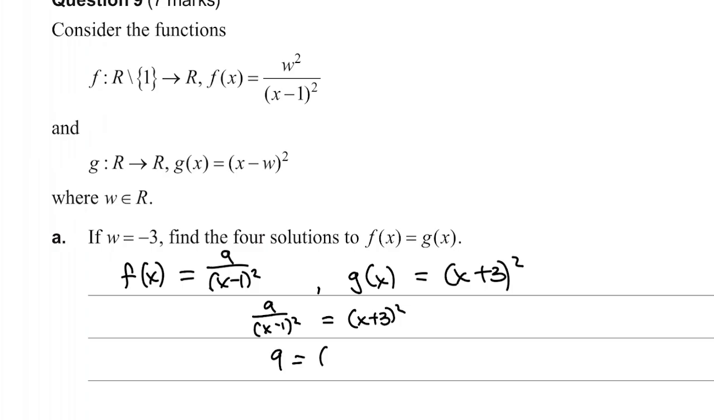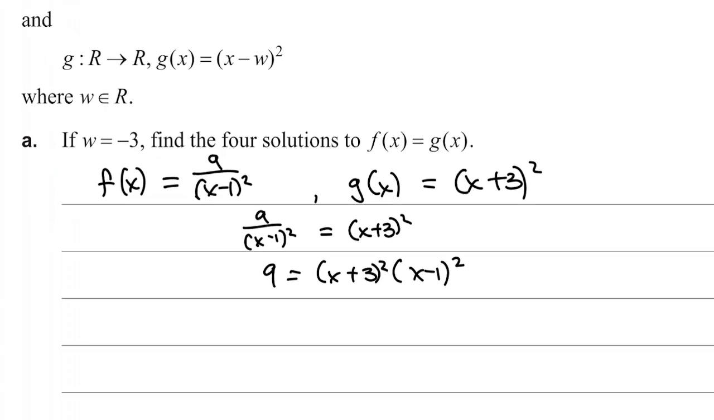So 9 on x minus 1 all squared equals x plus 3 all squared. From here, we can just square root both sides. So we'll just say plus minus 3. You just have to make one side plus minus. Then we have x plus 3, x minus 1.